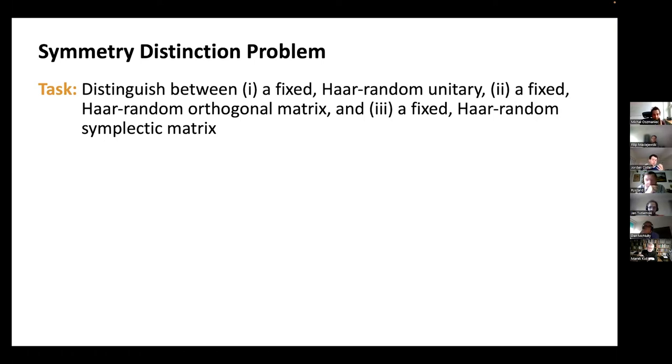So in other words, it's going to apply the same unitary each time, but I don't know which of these three symmetry classes it belongs to. And my task is to figure out which of these three is instantiated.